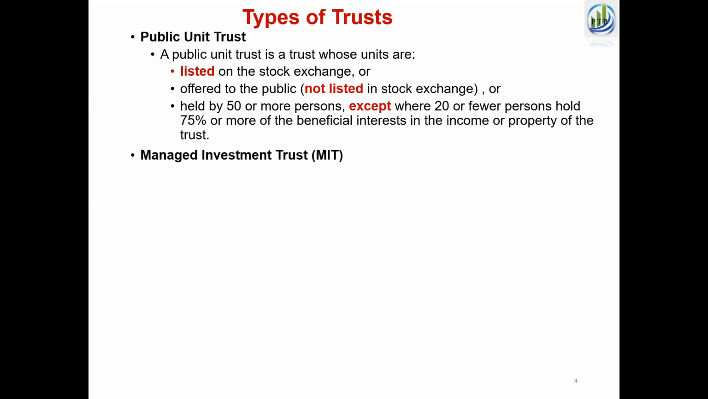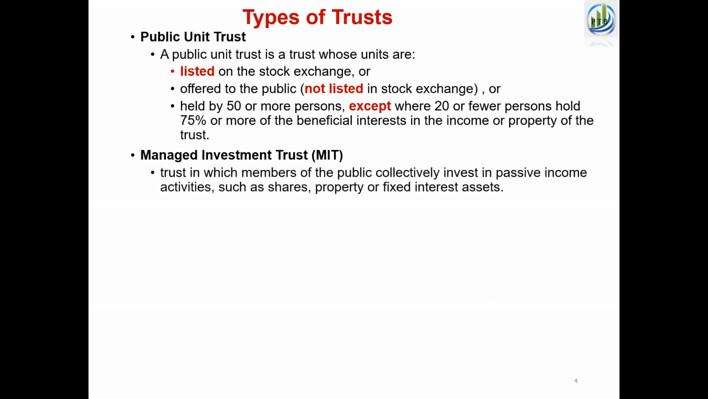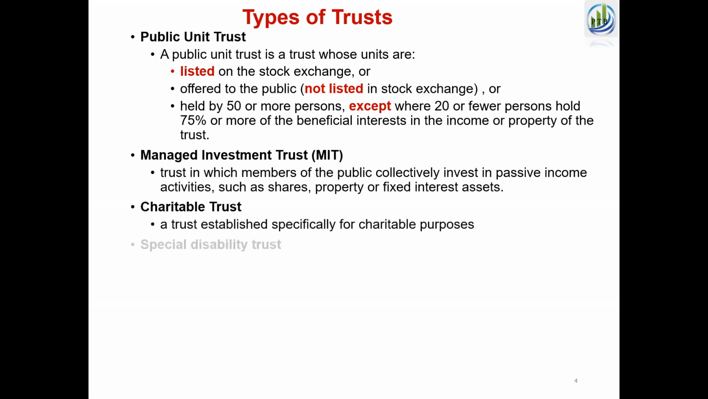They are leaving the control. Managed investment trust: if you are involved in any passive income business activity, for example, rental income or interest income or dividend income, so investing in real property, or investing in shares, or investing in the financial market, we call that type of trust a managed investment trust, right? Charitable trust. So if you set up the trust for any charity purpose, that's a charitable trust.